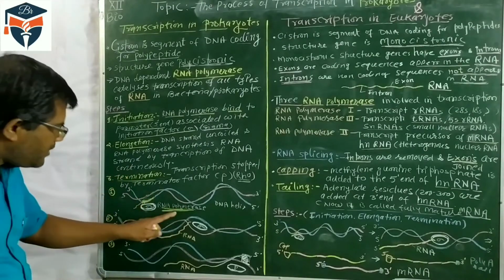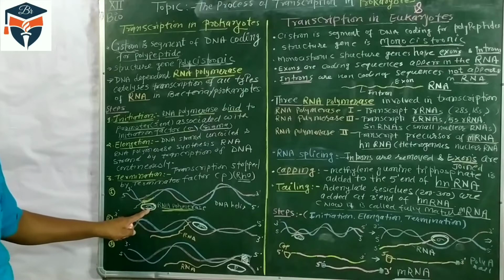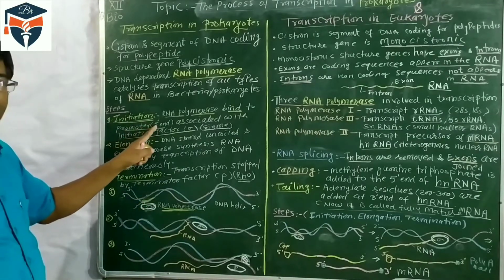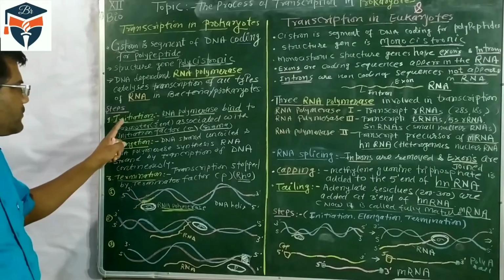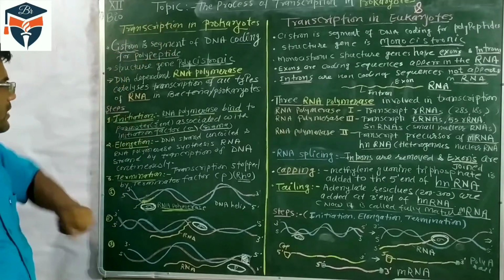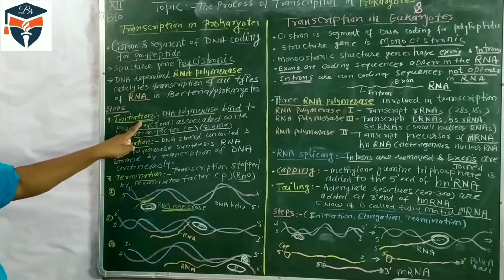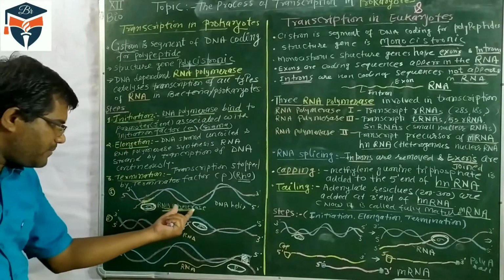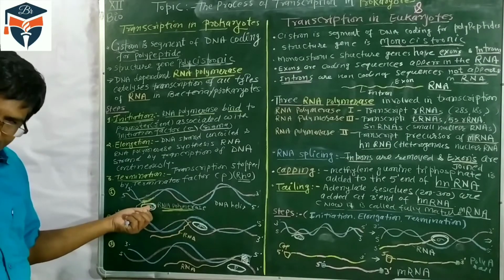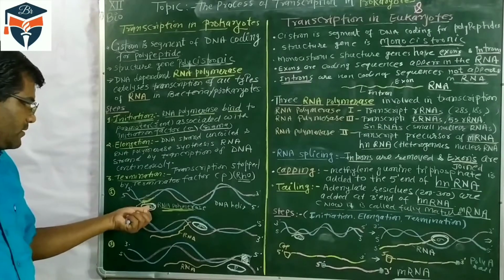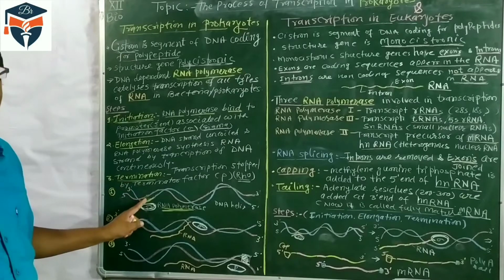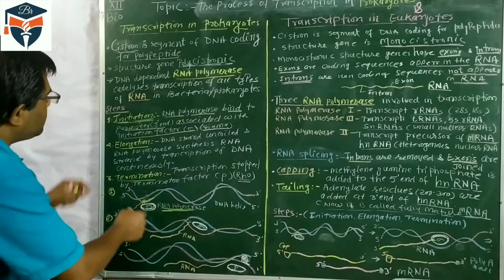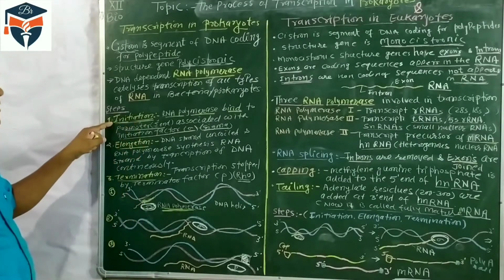When RNA polymerase along with the sigma factor binds with the promoter site at the 5' end, the process of transcription begins, and that is called initiation. So what is initiation? It is the process in which RNA polymerase along with the sigma factor binds with the 5' end of the promoter site of the DNA molecule. When this process begins, it is called initiation.